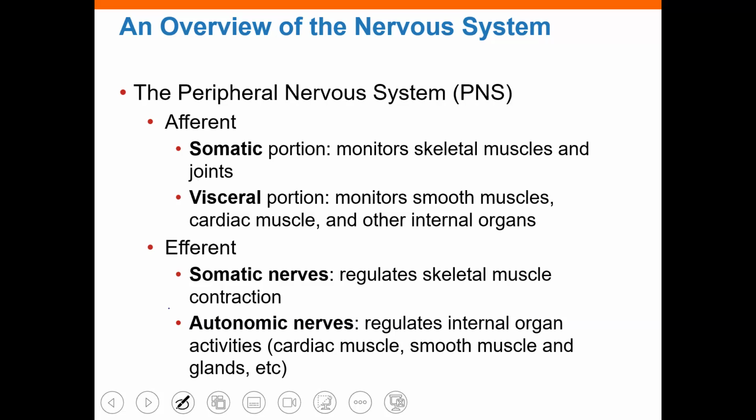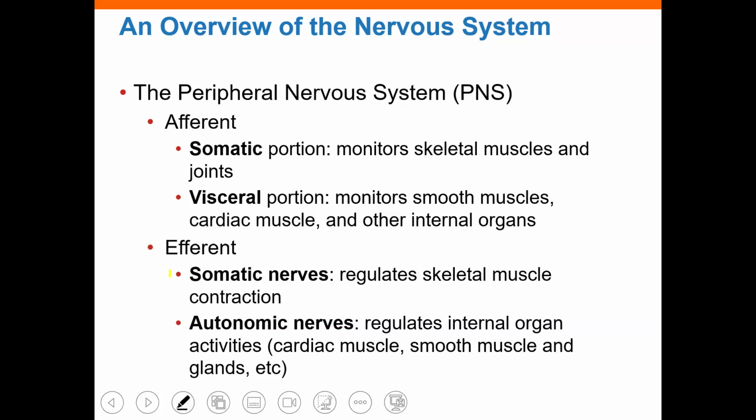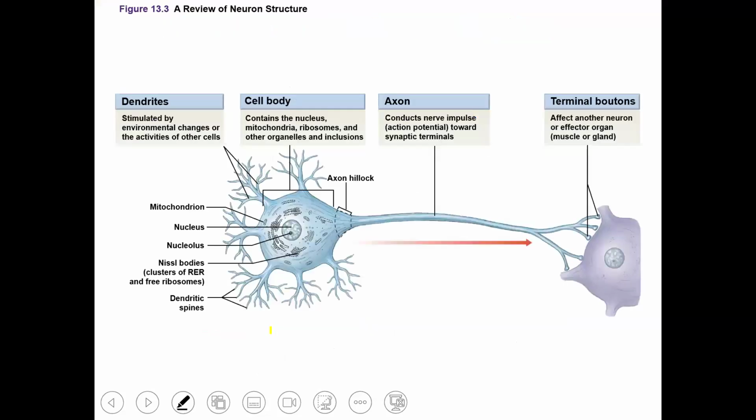Efferent, or the motor component, our somatic nerves regulates our skeletal muscle contractions. Our autonomic nerves, autonomic is kind of like the word automatic. Okay. Regulates internal organ activities without us even having to think about it. Okay. Our heart muscle contractions, smooth muscle contractions, our glands. We can see this basic component of a neuron structure here. And so we see the dendrites here, these little branches, okay, are the dendrites. And we'll see another picture of this as well.